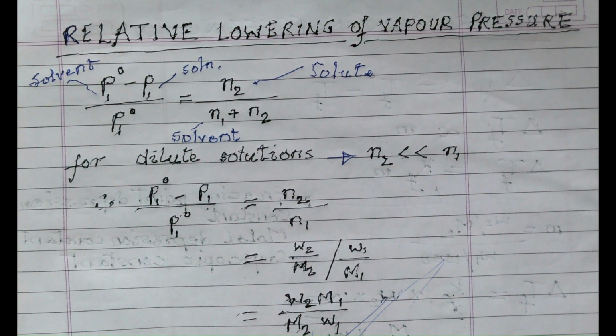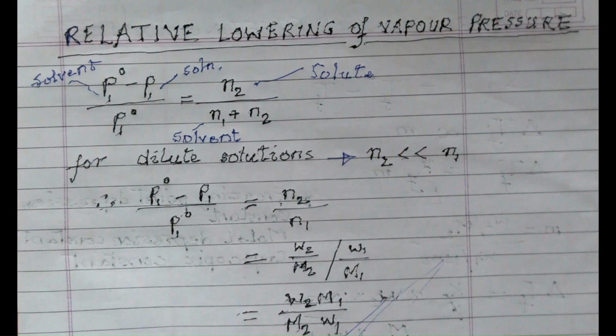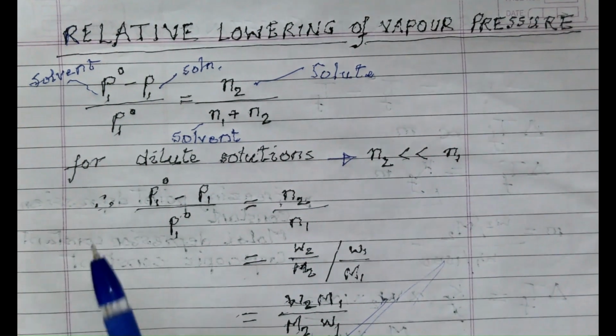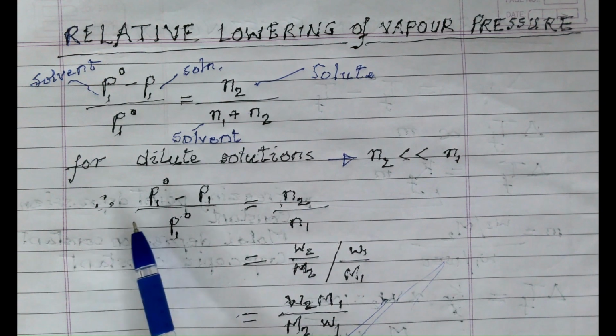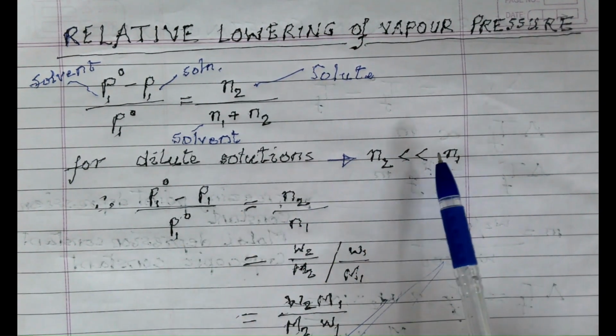And we have seen that the elevation in boiling point, depression in freezing point, or lowering of vapor pressure, including the osmotic pressure, result in what are known as colligative properties. Now today we shall take up some details about relative lowering of vapor pressure.